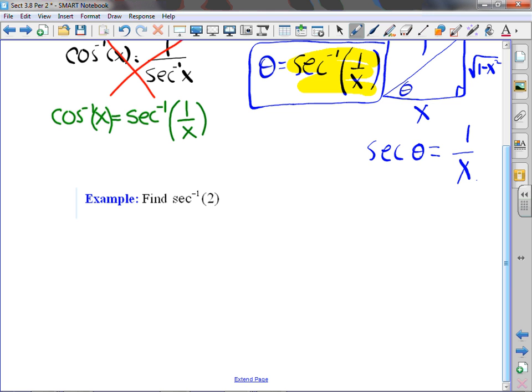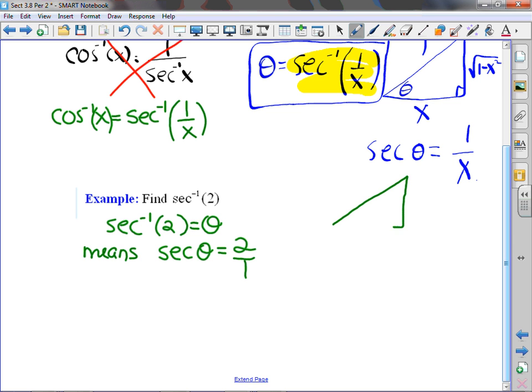So what does this mean? Inverse secant of 2 equals theta means what? The secant of my angle is equal to 2. What is that as a fraction? 2 over 1. So let's draw the picture. I want to find the angle. The only ones you're going to know are 45, 45, 90, and 30, 60, 90. Is this in our packet? Yes, it is. It's on the third page. You have to skip the inverse piece. Okay. The secant's 2 over 1.